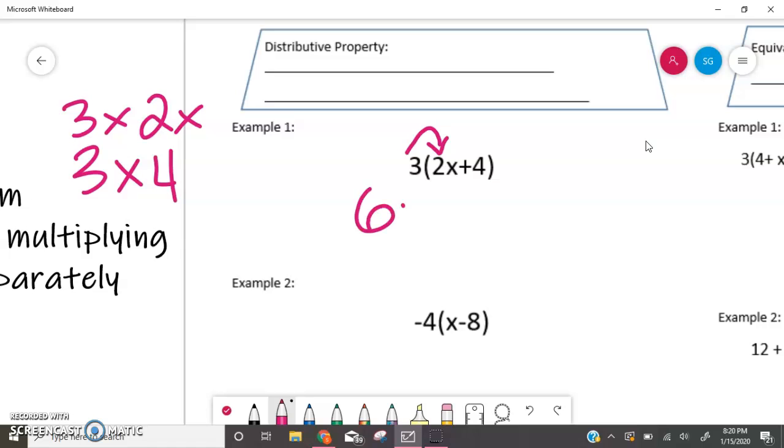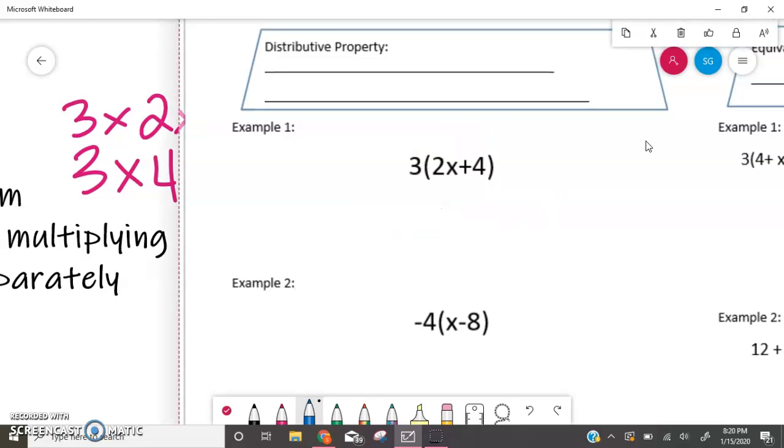3 times 2x is 6x. And now I'm also going to make sure that I pass out this 3 to everything that's inside the parentheses. So I also need to multiply it with 4. And 3 times 4 gives us 12.